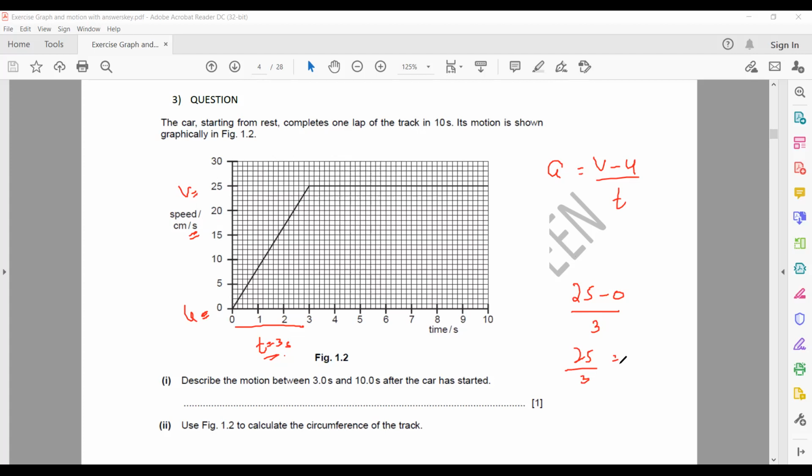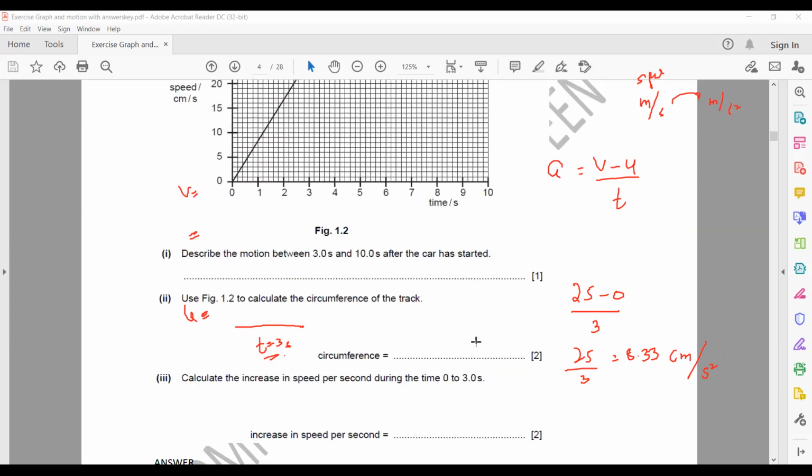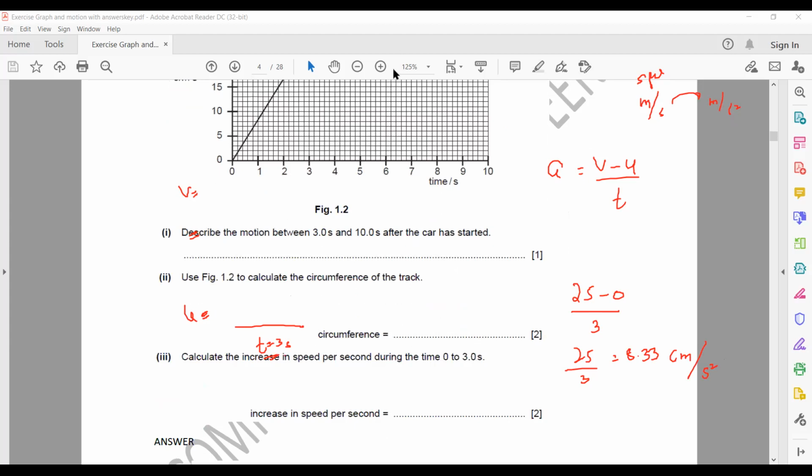So 8.33. Now what will be the unit? If speed is in meter per second, then acceleration will be meter per second squared. But if speed is in centimeter per second, then acceleration will be centimeter per second squared, because the distance was given in centimeter and speed is also in centimeter. So our final answer will be 8.33 centimeter per second squared.